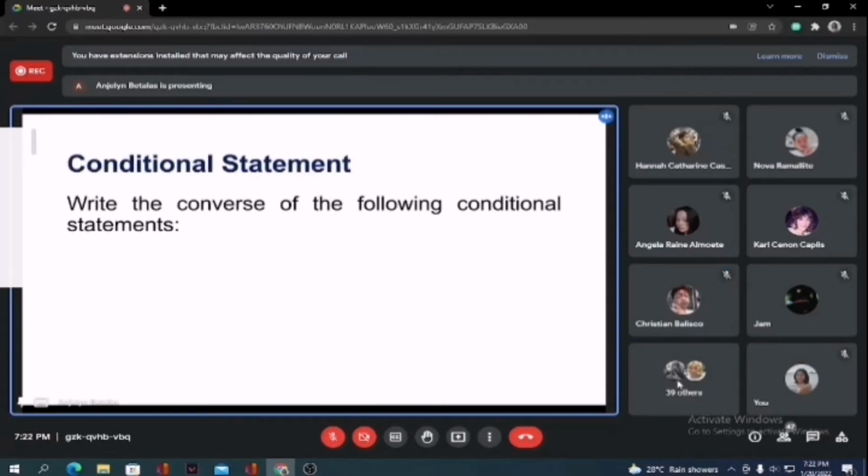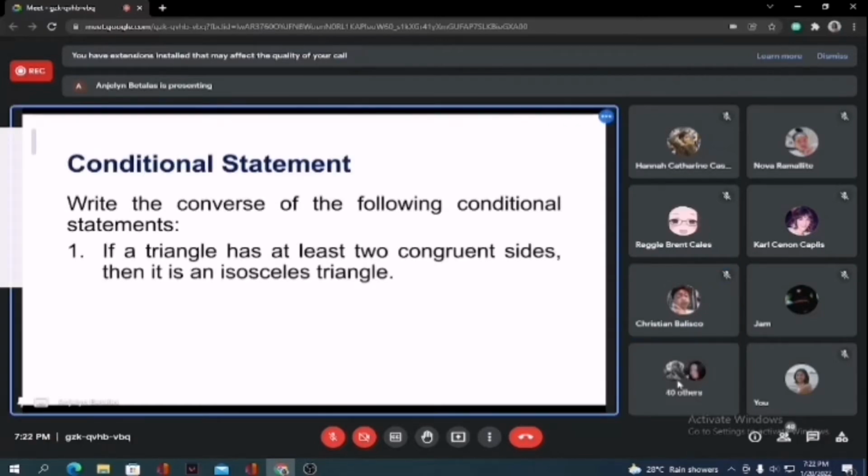Wala din sa imong module class. I mean, kani mga examples sa iyang topic pero wala na sa kuan. Okay, kani. If a triangle has at least two congruent sides, then it is an isosceles triangle.